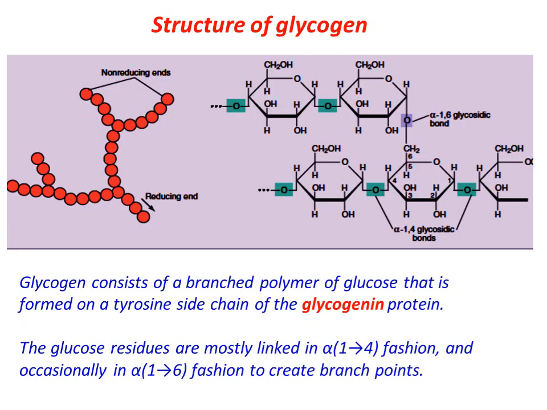Structure of glycogen. Glycogen consists of a branched polymer of glucose that is formed on a tyrosine side chain of the glycogenin protein. The glucose residues are mostly linked in alpha 1,4 fashion and occasionally in alpha 1,6 fashion to create branch points.